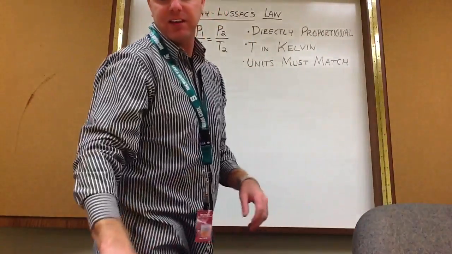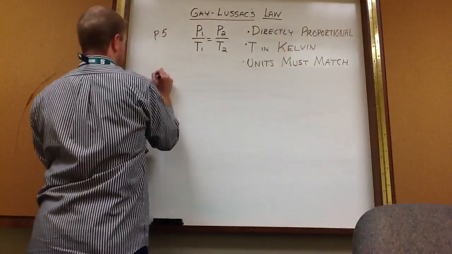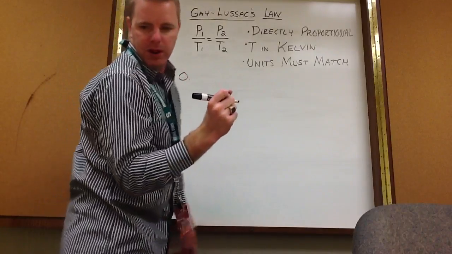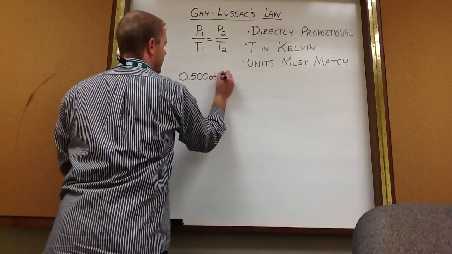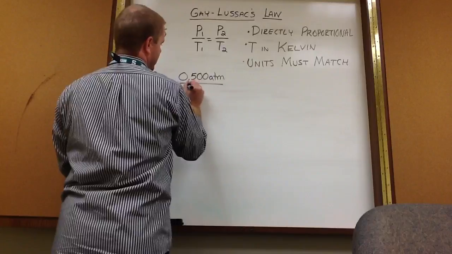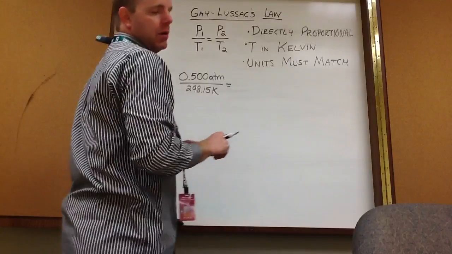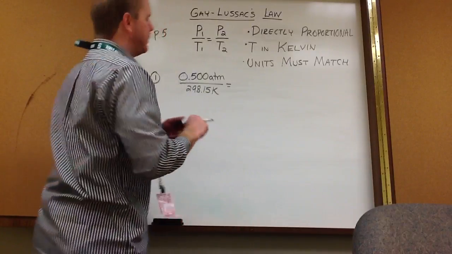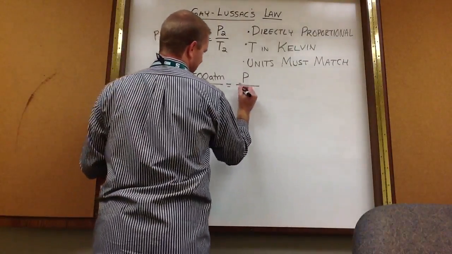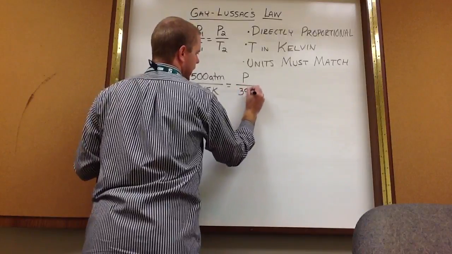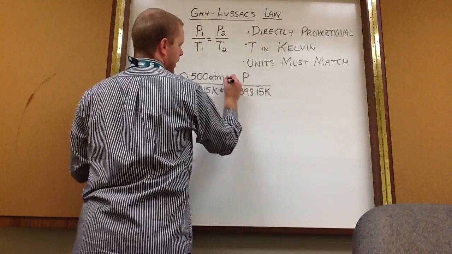I'm going to do a problem. It says a container is initially at 0.5 ATMs and 25 degrees Celsius. So it's 0.500 ATMs. I want to make sure I get the significant figures right. At the temperature of 25 degrees Celsius, which becomes 298.15 Kelvin, we set that equal to, what will the pressure be? So we want to know the P, if now the temperature is increased to 125 degrees Celsius, which is 398.15 Kelvin.